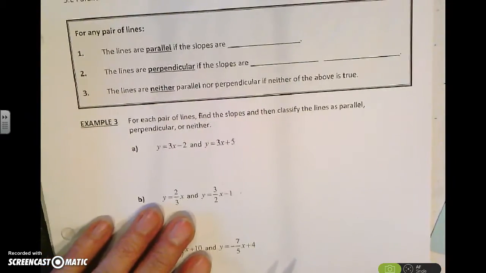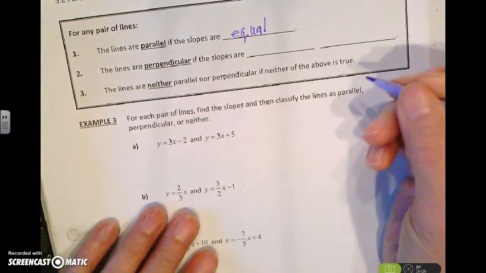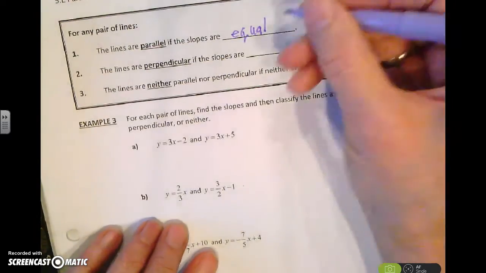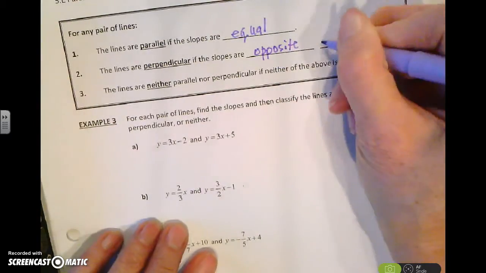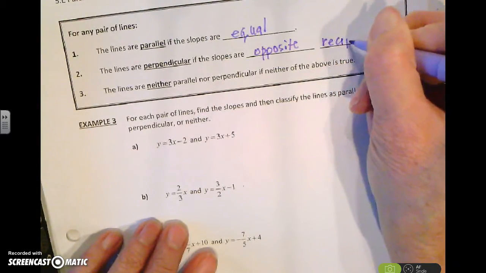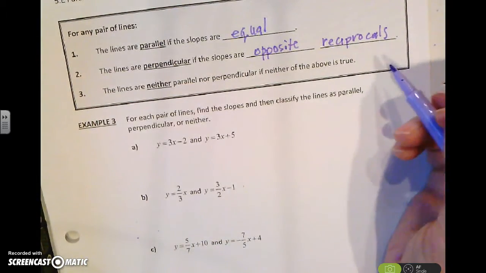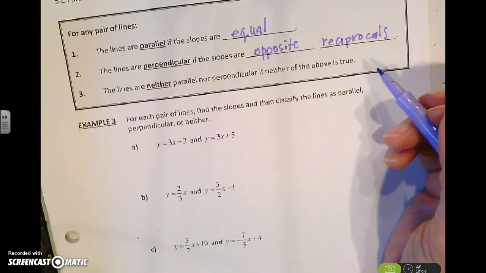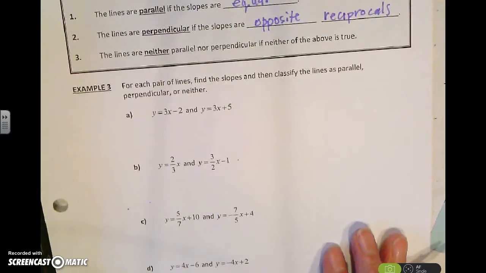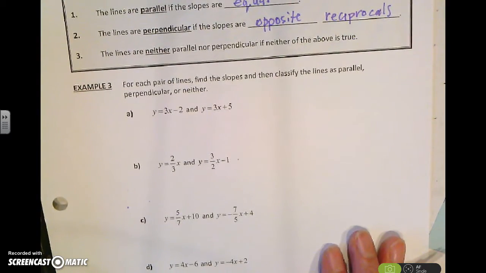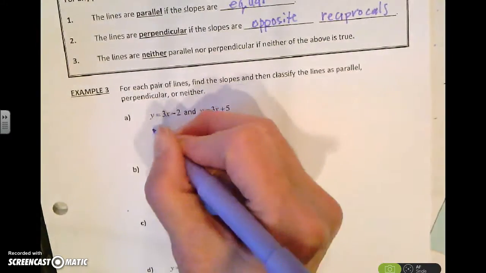The lines are parallel if their slopes are equal. The lines are perpendicular if the slopes are opposite reciprocals. And the lines are called neither if they are neither parallel nor perpendicular. So if neither one of the things above is true, then they're going to be neither. So this is going to say to find the slopes of the lines and classify them as parallel, perpendicular, or neither.